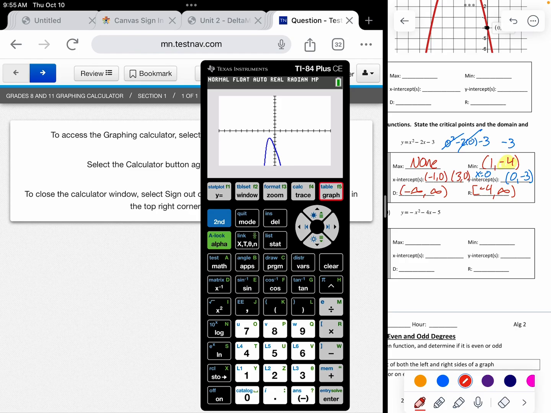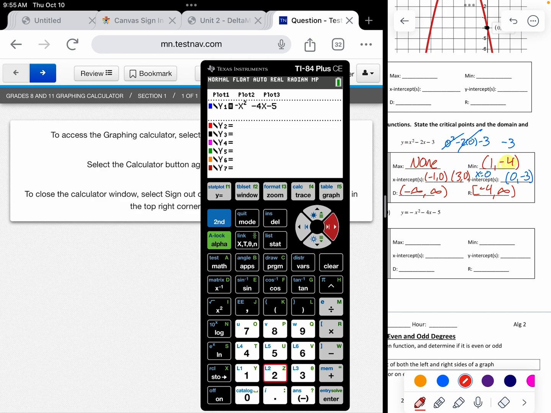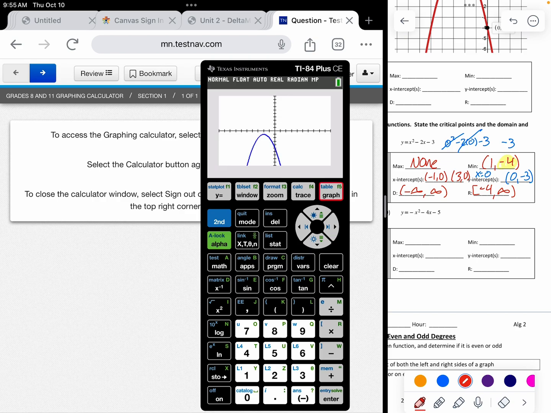Then hit graph. I feel like maybe I typed that in wrong. Let me check. Yep, I did. All right, not to the 4th power, to the 2nd power. There we go. Okay, so whenever it's x squared, we should see a parabola. So you'll notice here it doesn't touch the x-axis, so we have no x-intercepts. We have a maximum, but no minimum.